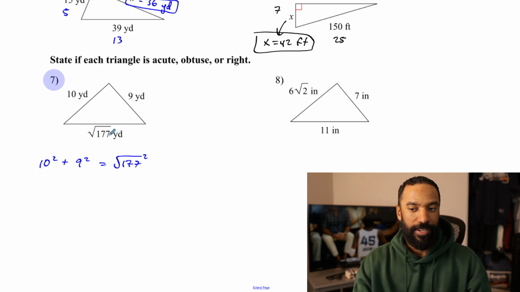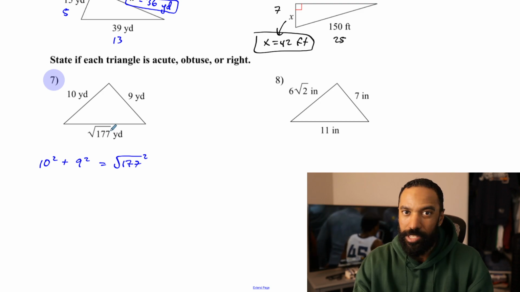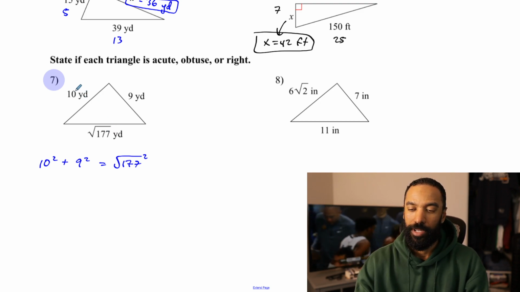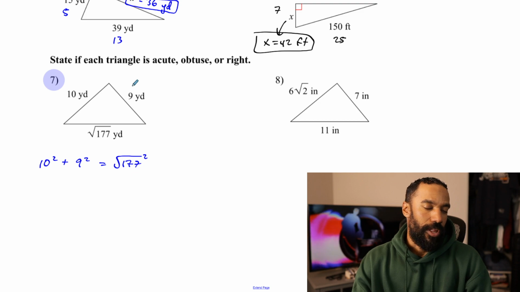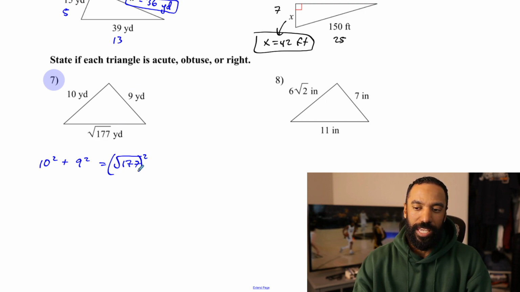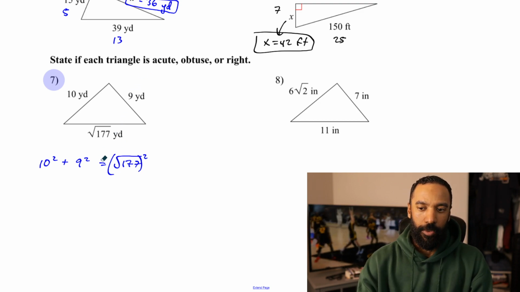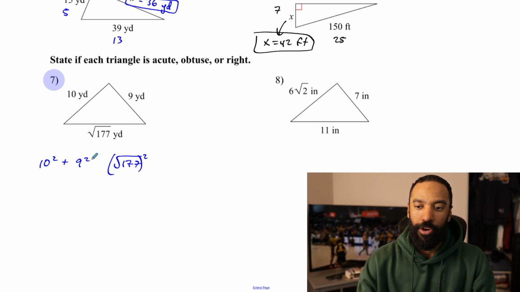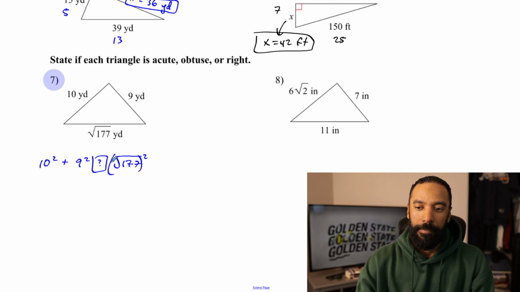Well, root 177, that's more than 10. 10 squared is 100, so it's root 100. So clearly that's the longest side there as you set this thing up. So let's see. I don't know if it equals it or not. I literally don't know. Actually, I do now.